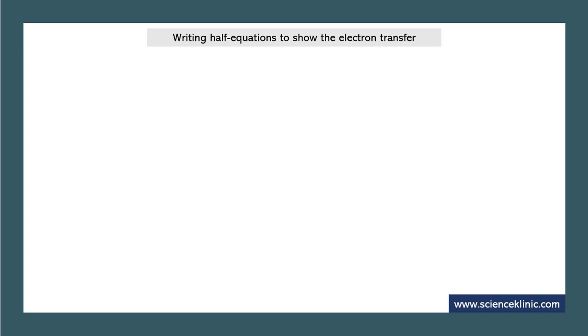Now that we've been able to define redox reaction in terms of electron transfer, we should be able to show how the electron is being transferred using half equations. Remember, during the electron transfer, an atom or an element transfers electrons to another element in the reaction. So it means we can write a half equation to show the electron loss from one atom or one element, and also write another half equation to show the gain of electrons by the other atom.